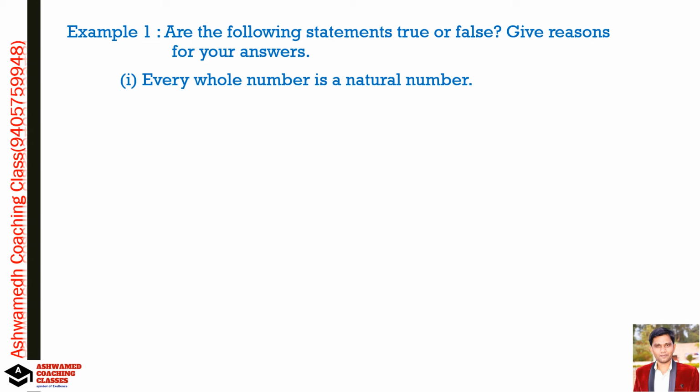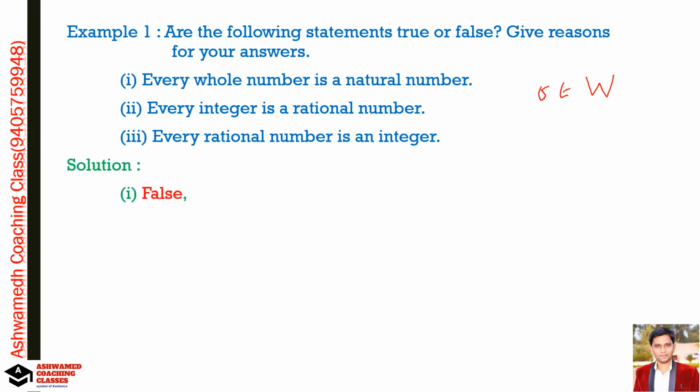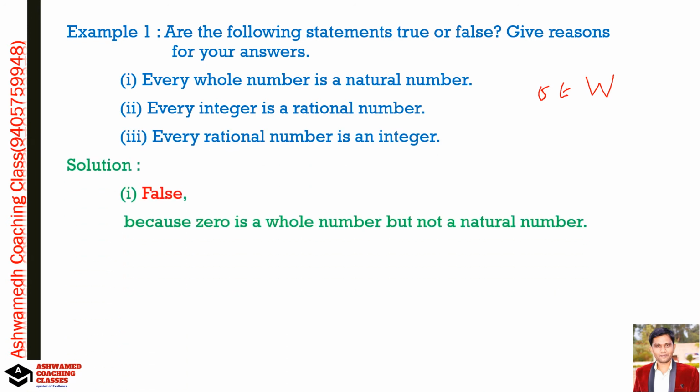Every whole number is a natural number, it is false actually. Why? Because 0 is there in the whole numbers, and 0 is not a natural number. Yes, it is false, that we will discuss. Okay, first is false. Why? Because 0 is a whole number but not a natural number.